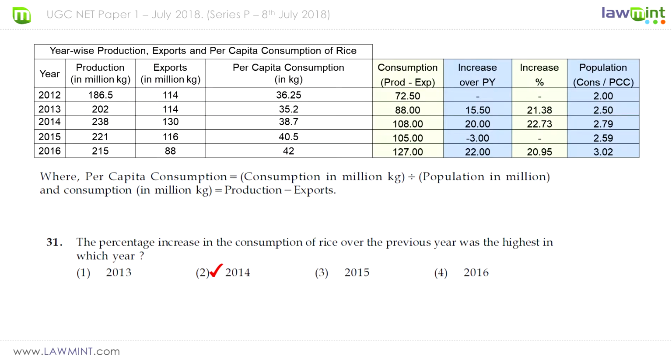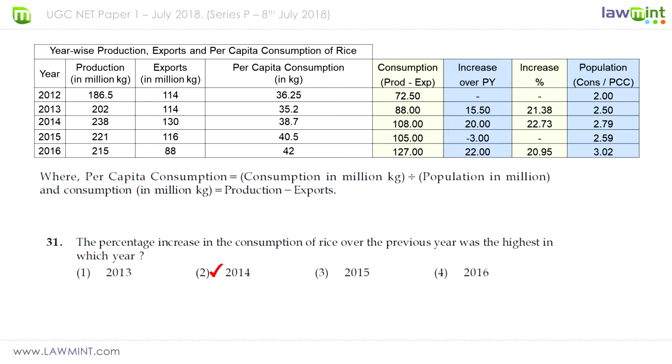Questions 31 to 35 are based on a table which gives the year-wise production, exports and per capita consumption of rice. There is also a small note under the table which explains how the per capita consumption is calculated and how consumption is calculated.